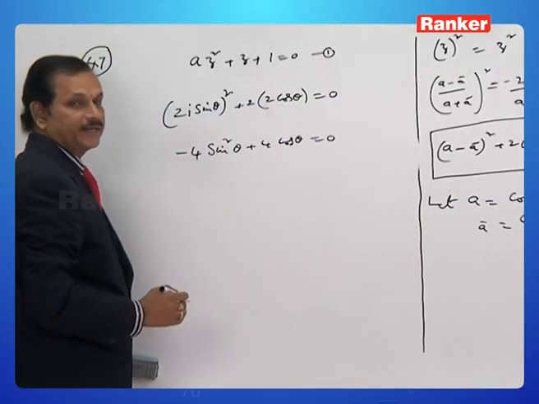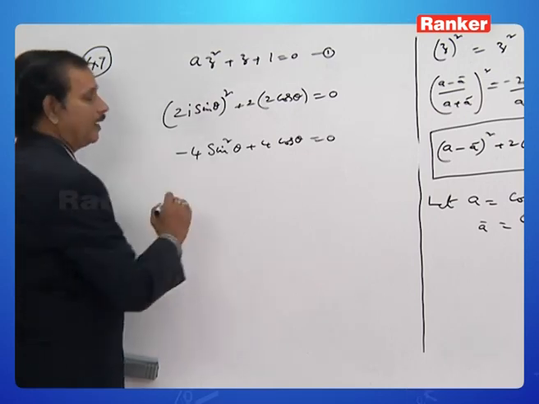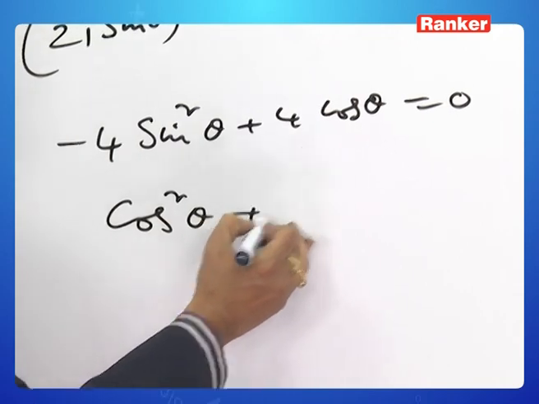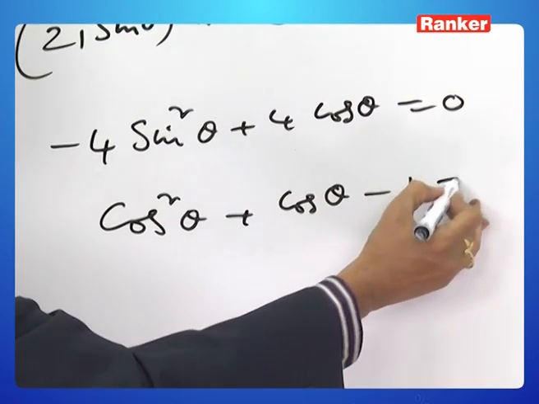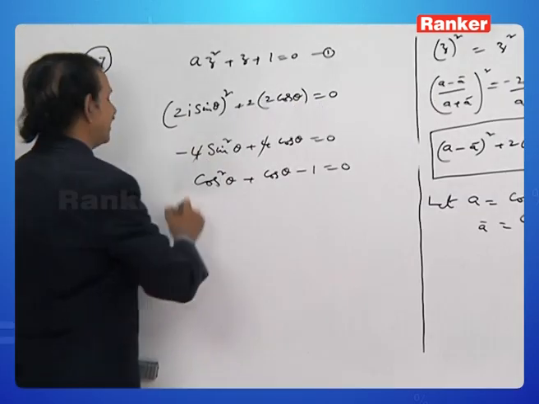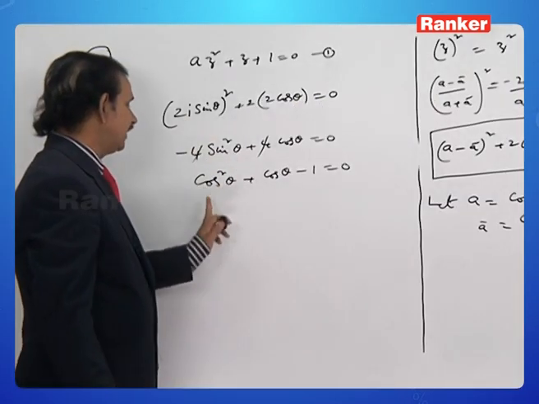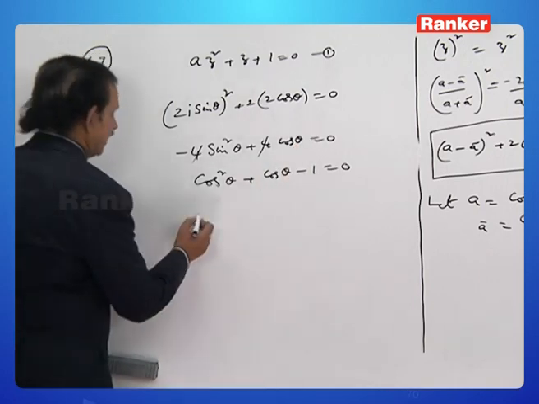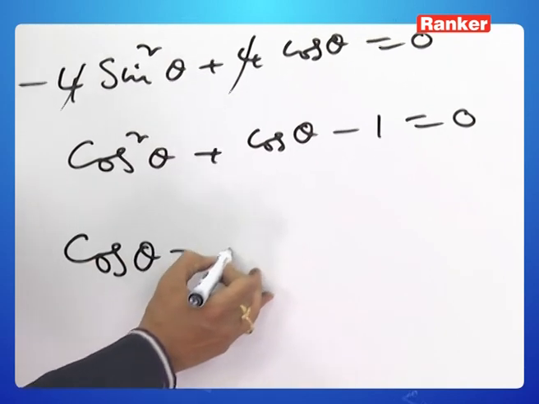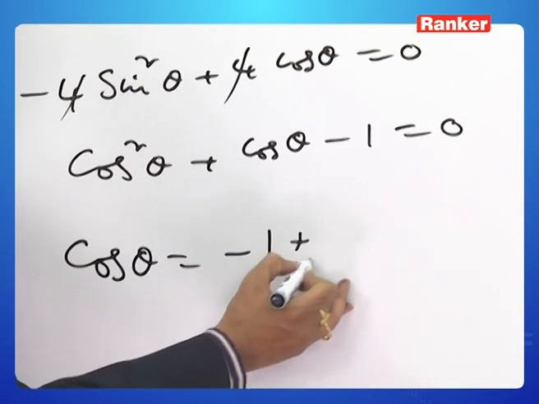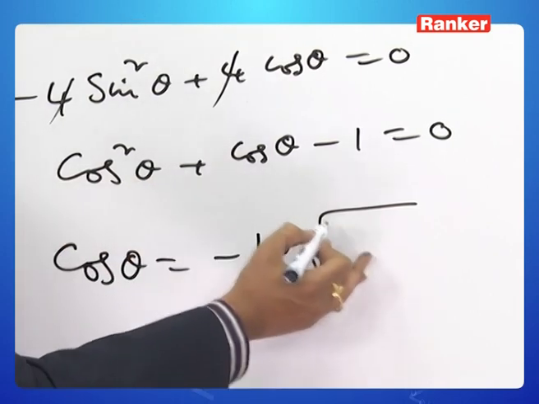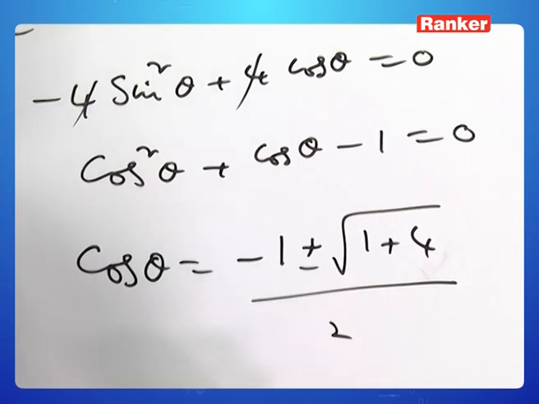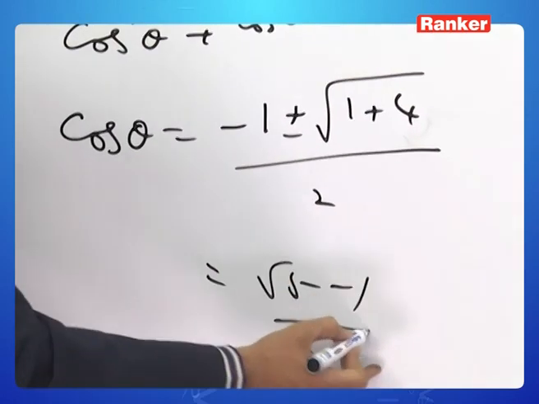What is sin square theta? 1 minus cos square theta. What is minus sin square theta? Cos square theta minus 1. Plus cos theta minus 1 is equal to 0. Of course, 4 is now cancelled. So minus sin square theta is cos square theta minus 1, plus cos theta is available here. So you will have cos theta is equal to minus b plus or minus root of b square minus 4ac over 2a, which is nothing but minus 1 plus or minus root 5 by 2.